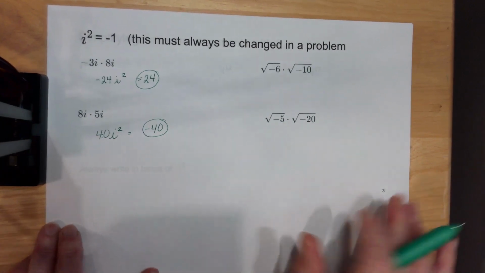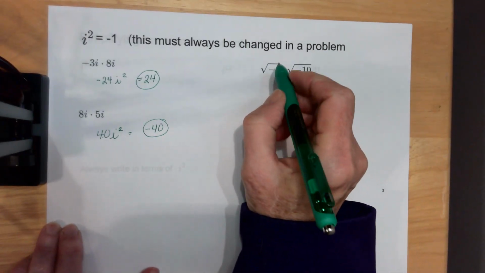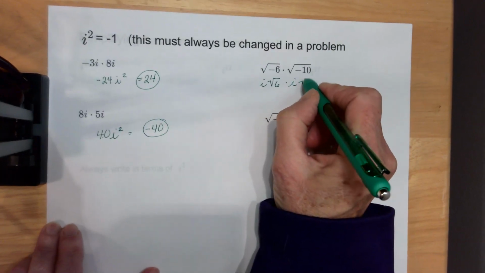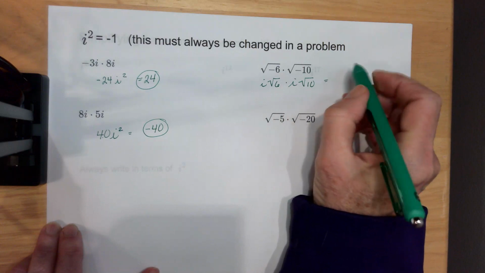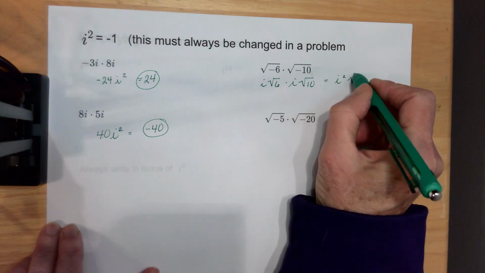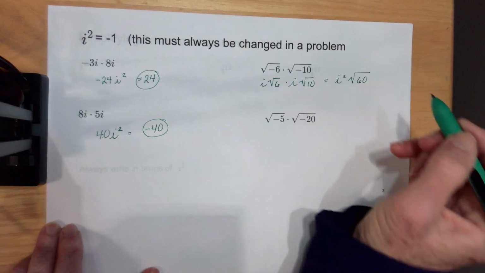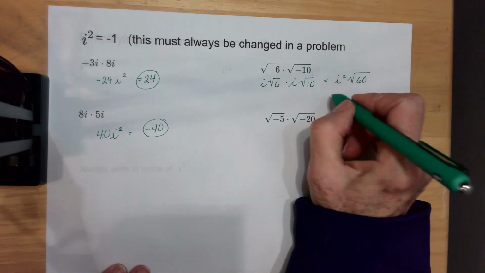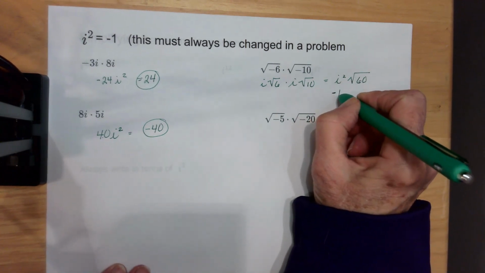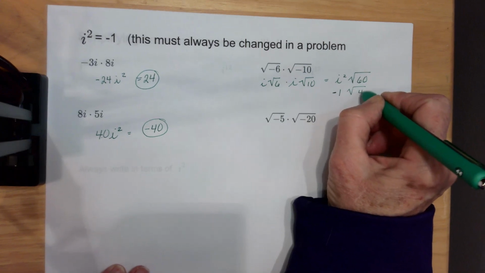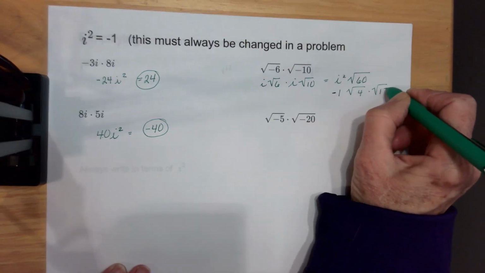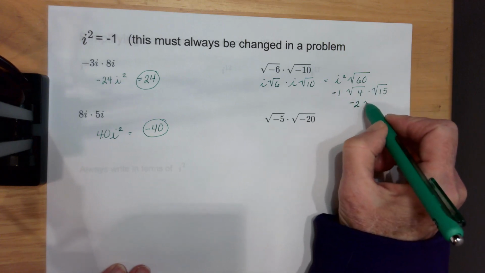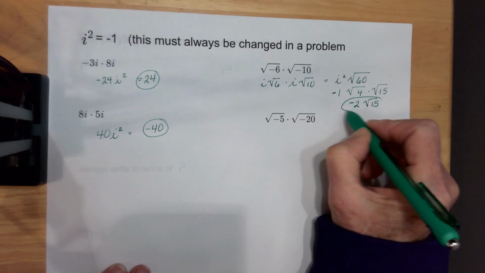Now over here, I've got to break these down first before I can multiply them. So this is i times the square root of 6 times i times the square root of 10, which is going to give me an i squared times the square root of 60. Now the question would be, can I break down 60? And I can divide 4 into that. So I have i squared, which is a -1, times the square root of 4 times the square root of 15. So I have 2 times the -1, which gives me a -2 times the square root of 15.